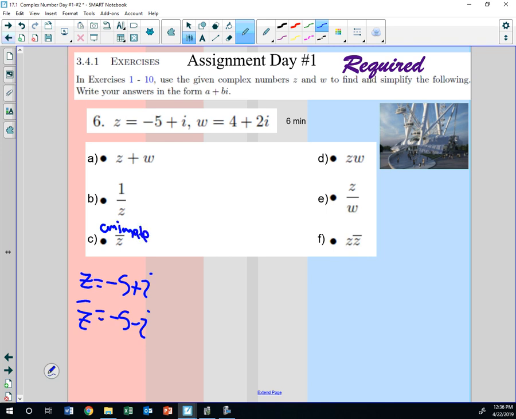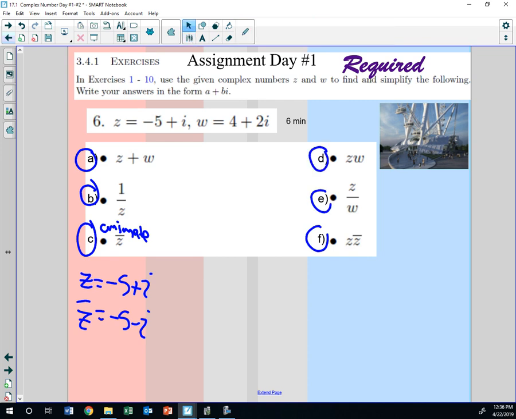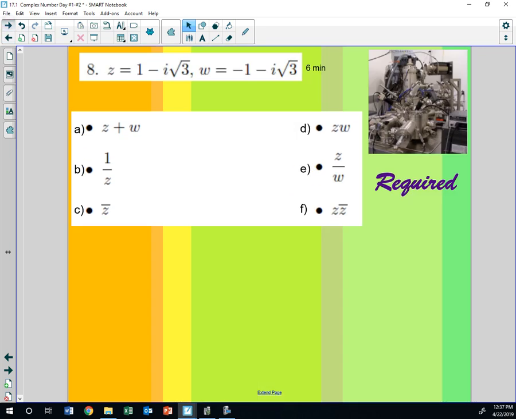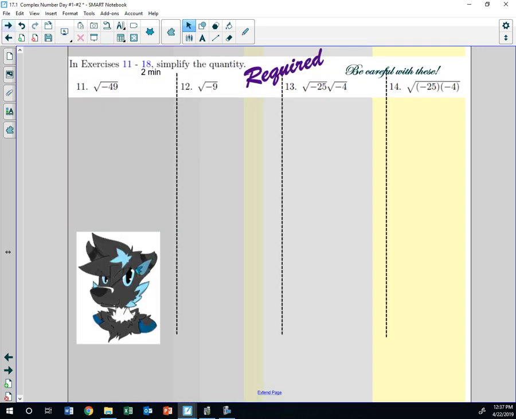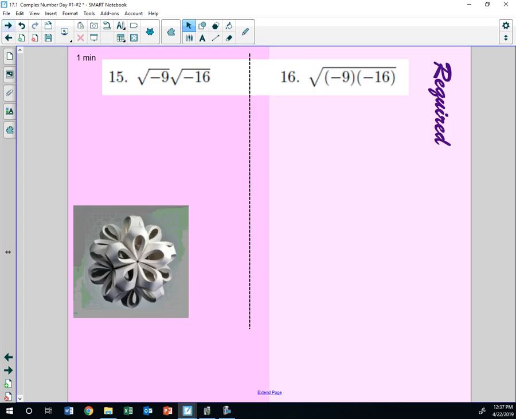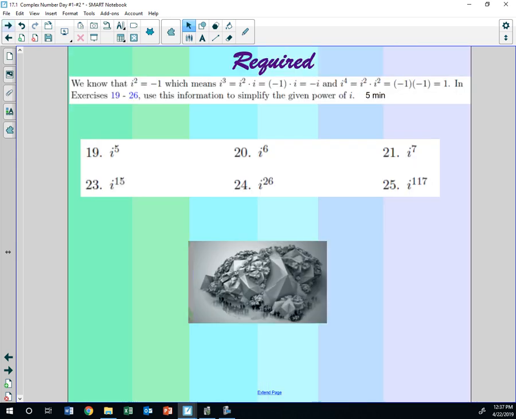Okay? See what you can do with these 6. Go to it. And then you're going to do this one. You get some more practice with this one. You'll do these quick. Can you figure out what these are? And then a little bit of pattern recognition for i different powers. And that's the assignment.